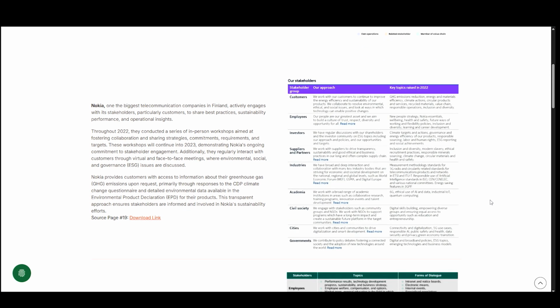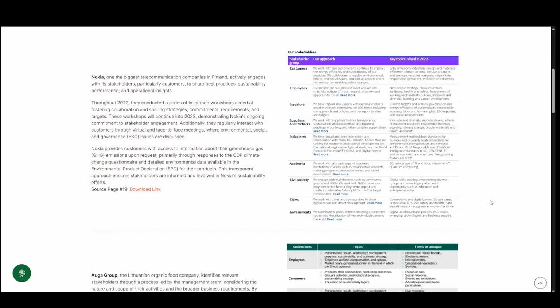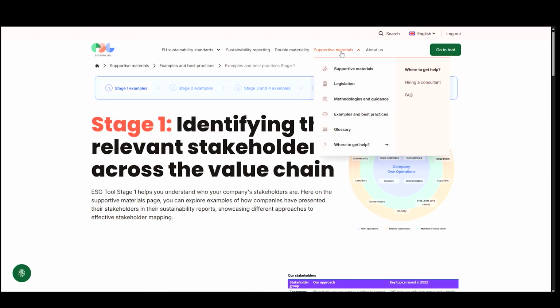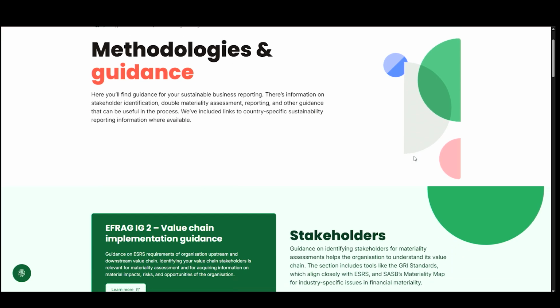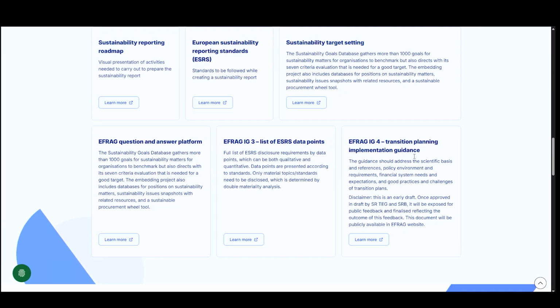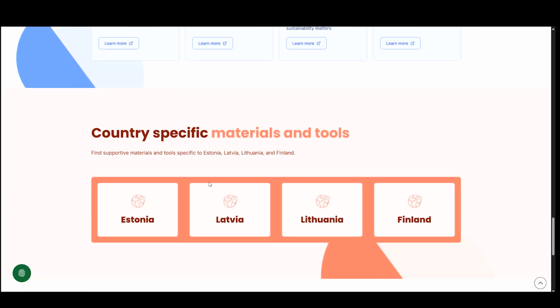So if you're asked to map your stakeholders, you can see who usually are the biggest stakeholders, how they can be approached, what topics maybe are important to them. They have examples for all of the stages. Also very good are the methodologies and guidance. All of the topics have links to materials that are useful for you. They also link to country-specific sites as well. In Estonia, it's the Finance Ministry's site for reporting, which has updates on the materials there as well. So I really suggest that even if you don't want to do the materiality assessment, go look at these other materials on this site.